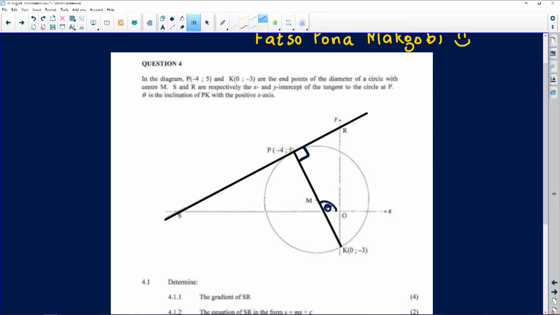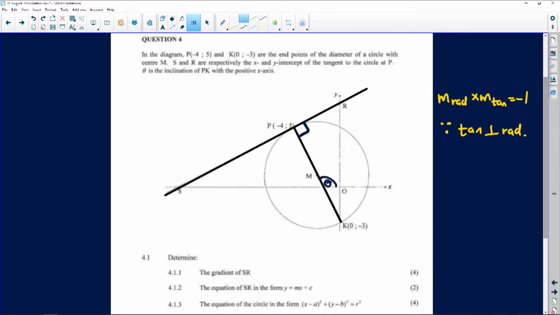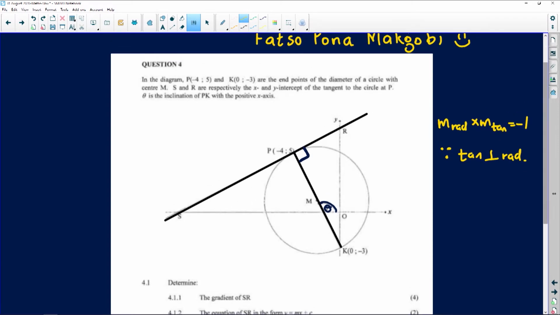Now, what does that mean? Well, it means if we know the gradient of the diameter, we can then use it to find the gradient of the tangent. Why? Because the gradient of the radius or the diameter multiplied by the gradient of the tangent will always give you -1, because a tangent will always be perpendicular to a radius at a point of contact. Now, that means if I know one of them, I can use that to figure out what the other one is going to simply be, right? So now let's go and find the gradient of that line, which is PK, okay?